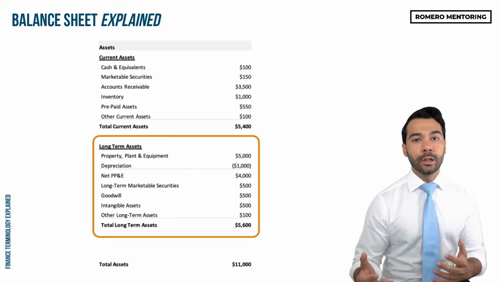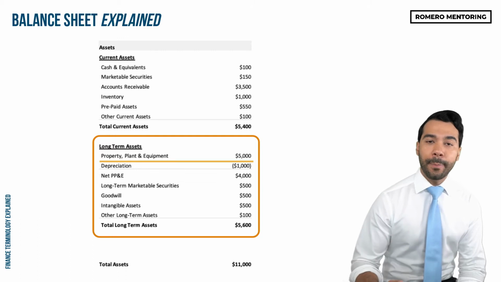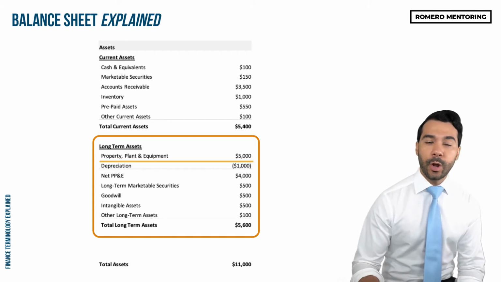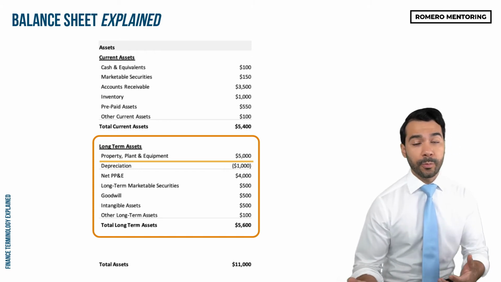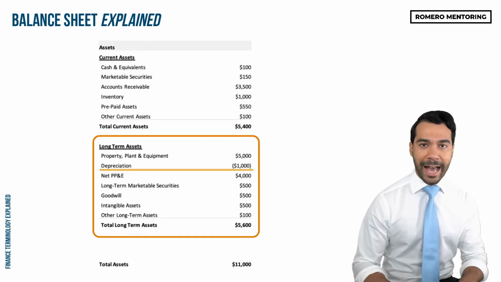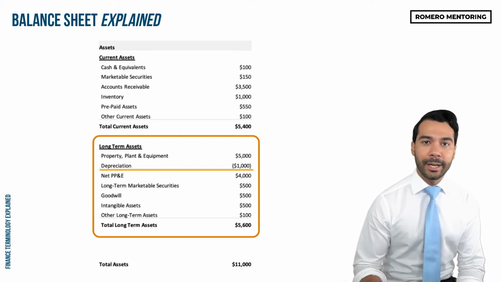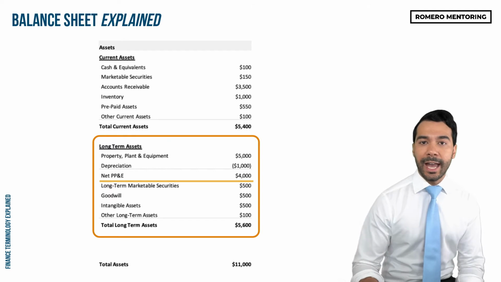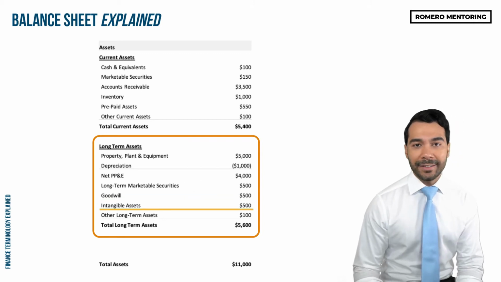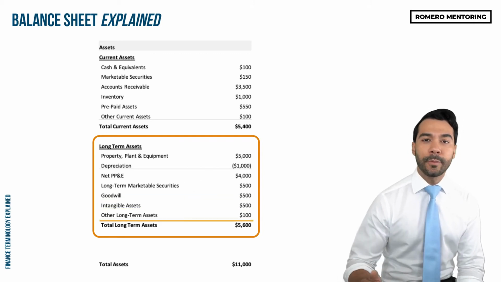In terms of long-term assets, you have your property, plant, and equipment. This could be machinery, it could be a truck, it could be a computer, anything that is tangible that is used to run your operations and of course produce either product or service. Then you have your depreciation, which reduces the value of your property, plant, and equipment. Then you arrive at your net PP&E. In addition to that, you may have long-term investments or marketable securities. You may also have goodwill, intangible assets, and other forms of long-term assets.